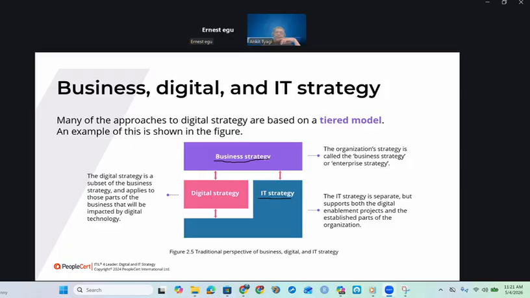And similarly, the digital strategy, which is a subset of business strategy and applies to those parts of the business that will be impacted by digital technology, right? So, of course, what parts of the business are going to be affected by digital technology is something that we define within the digital strategy. Now, this is a traditional model. This is a traditional perspective. That's how organizations used to plan.